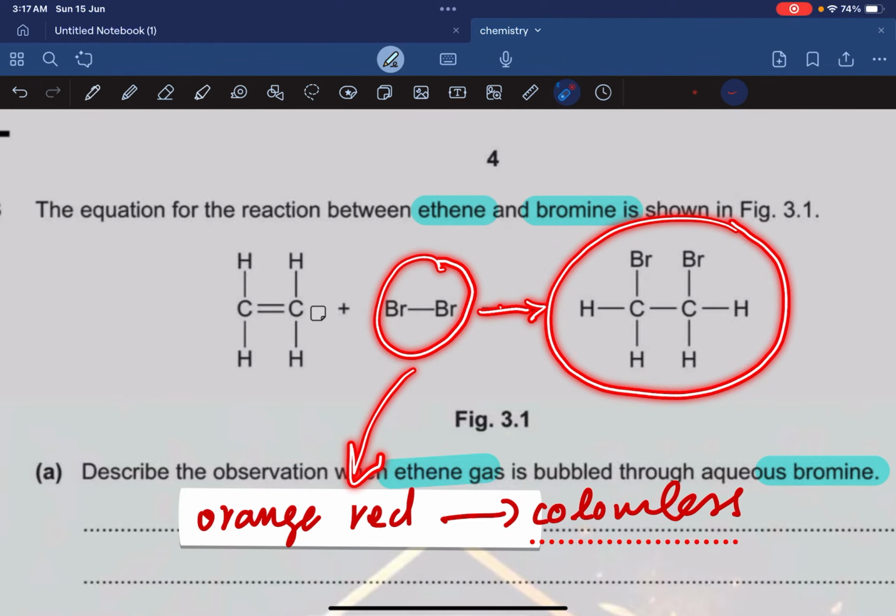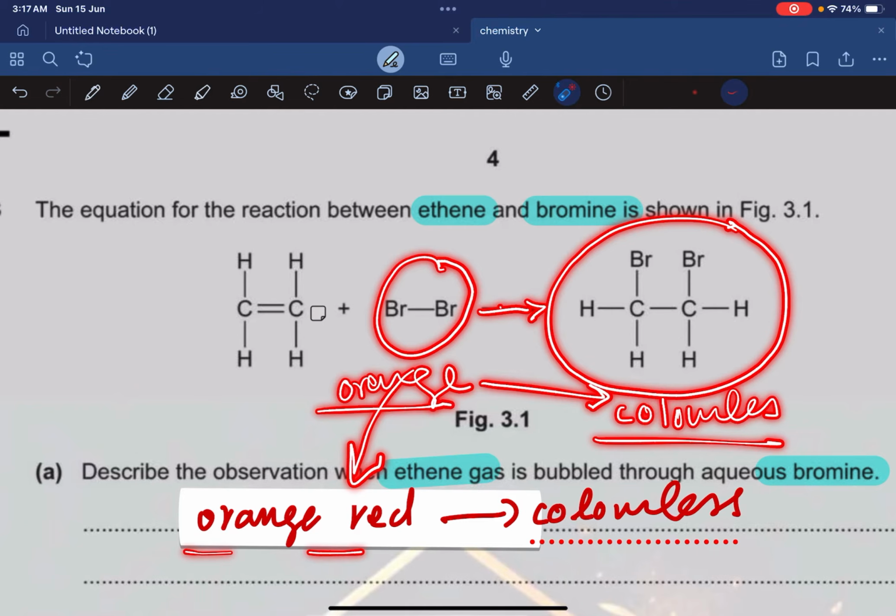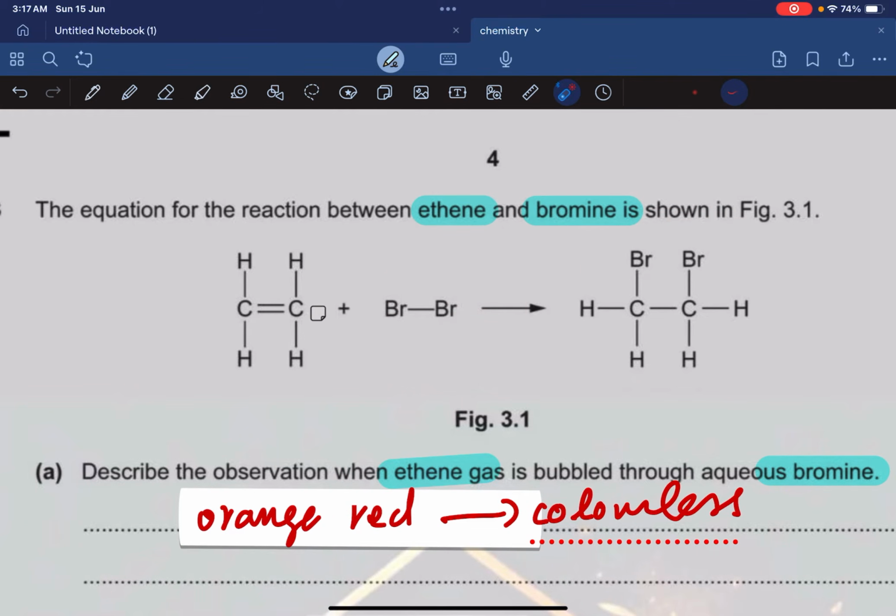is going to be 1,2-dibromoethane. I don't know if the name is included or not, but you call it 1,2-dibromoethane, and it's going to be colorless. This is orange, and this is colorless. So it goes from orange, or orange red or red brown, reddish in color, to colorless. You can write anything, it's going to go to colorless.